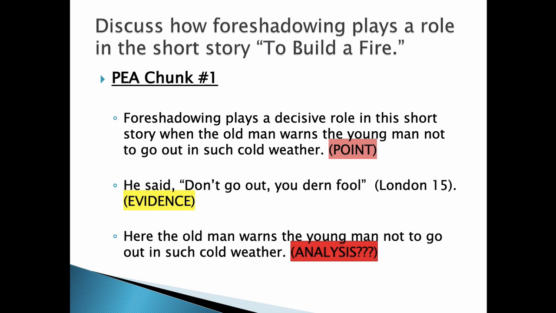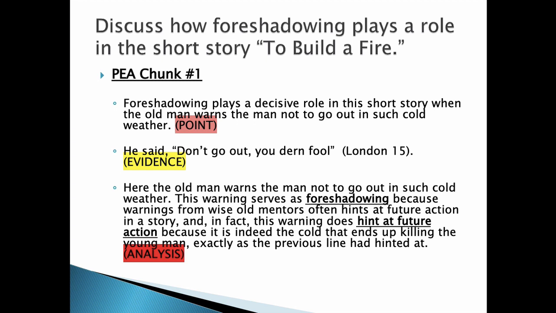You are showing us your analysis of a line and connecting it, developing it, anchoring it back to the definition of foreshadowing. And so here is an analysis section that is better developed to connect the example back to the point and back to that term you are trying to define. Here the old man warns the young man not to go out in such cold weather. This warning serves as foreshadowing because warnings from wise old mentors often hint at future action in a story. And in fact, this warning does hint at future action because it is indeed the cold that ends up killing the young man, exactly as the previous line had hinted at.